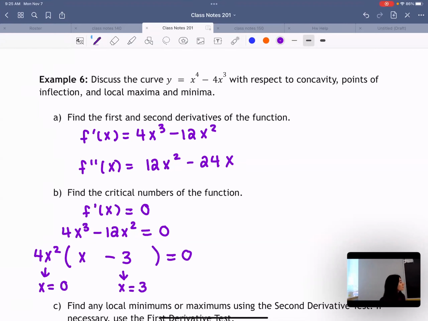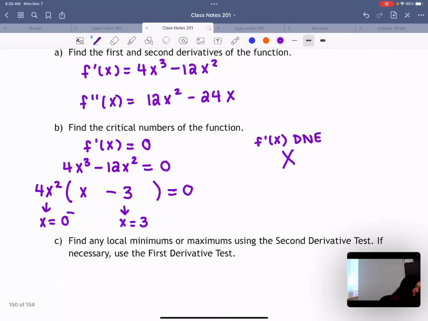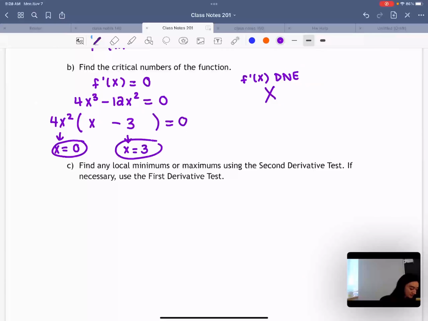Okay, remember critical numbers, we also have to figure out where our derivative doesn't exist, right? So I have to find places where f prime doesn't exist. Well, polynomials exist everywhere, so we don't have to think about that. So it looks like our critical numbers are 0 and 3. And that's it. Okay. Let's go to part C.